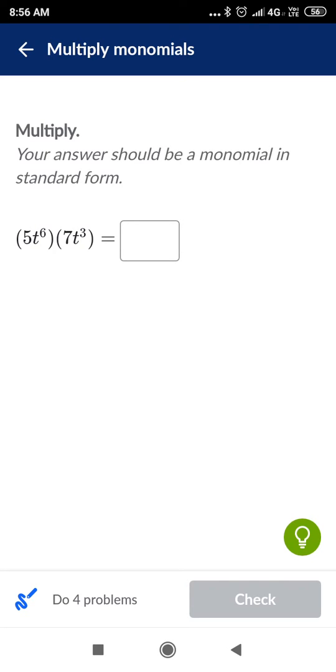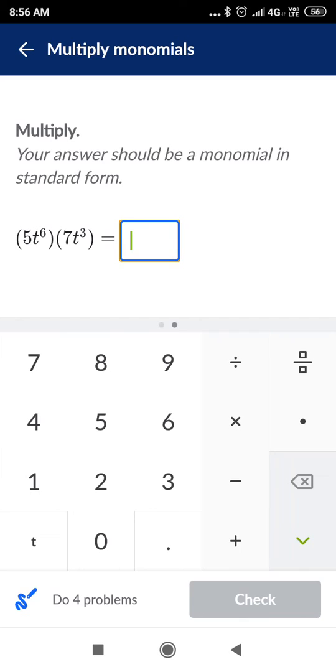So when we have to multiply monomials, we have to multiply all these three components. So first we multiply the sign. Here the sign is plus into plus, which is plus. There is no need to write plus. Then the second component is constants, which is 5 into 7, so that is 35.